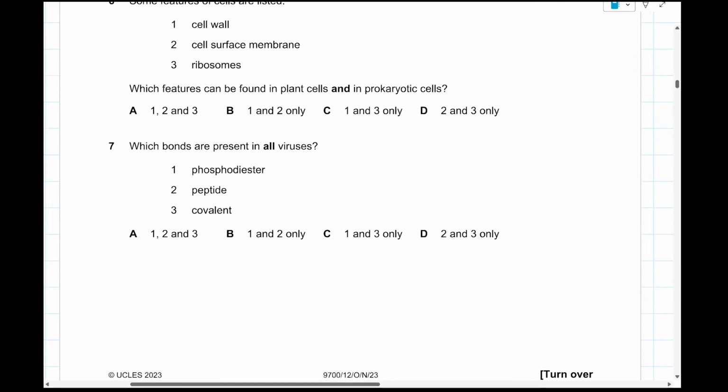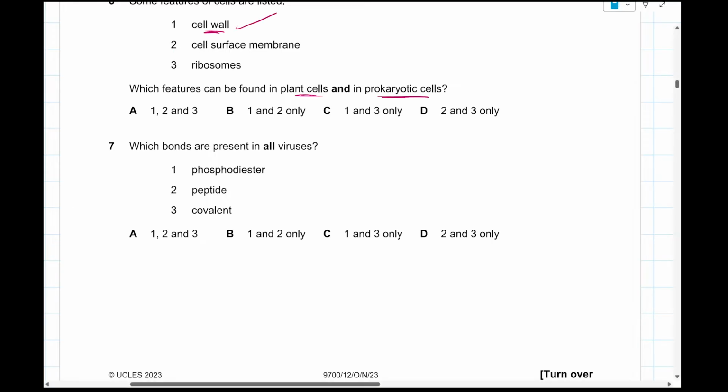Question number 6. Some features of cells are listed. Which features can be found in plant cells and in prokaryotic cells? So, for cell walls, both plant cells and prokaryotic cells have a cell wall. Plant cell walls are formed of cellulose and prokaryotic cell walls are formed of murein.